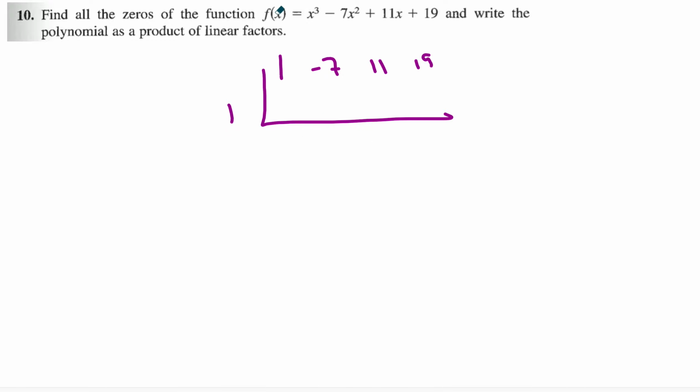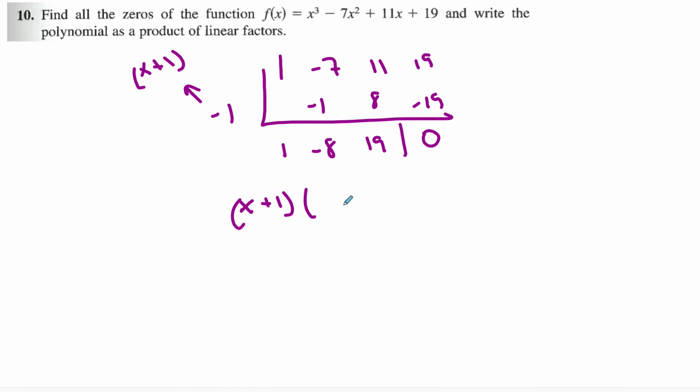Let's go for the other low-lying fruit because I don't think 19 is going to work out. Try -1. -1, -8, 8, 19, -19. And there it is, campers. So we know that we're looking at x plus 1, because remember this is as a factor x plus 1, right? Times x squared minus 8x plus 19.